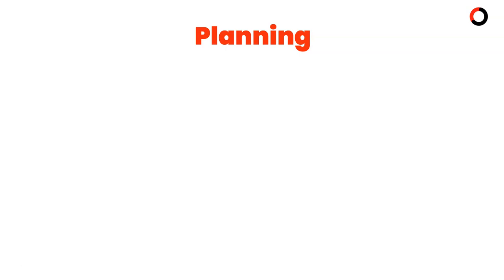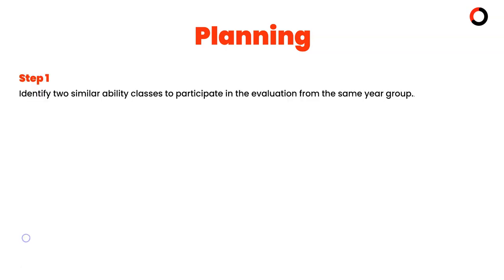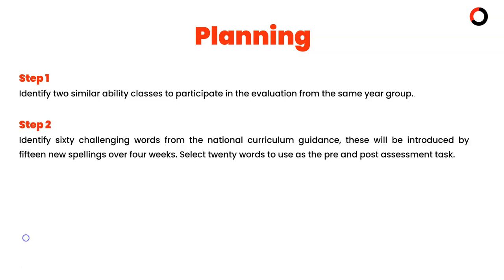So let's take a look at the planning from a step-by-step approach. Step 1. Identify two similar ability classes to participate in the evaluation from the same year group. Step 2. Identify 60 challenging words from the National Curriculum Guidance. These will be introduced by 15 new spellings over 4 weeks. Select 20 words to use as a pre- and post-assessment task.